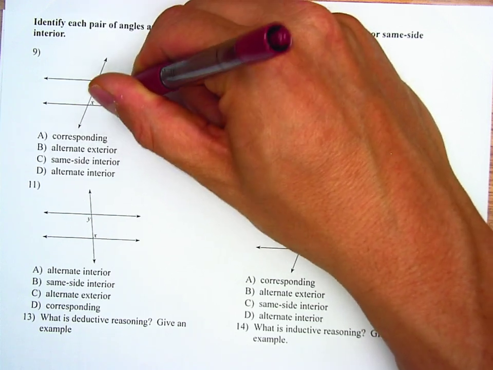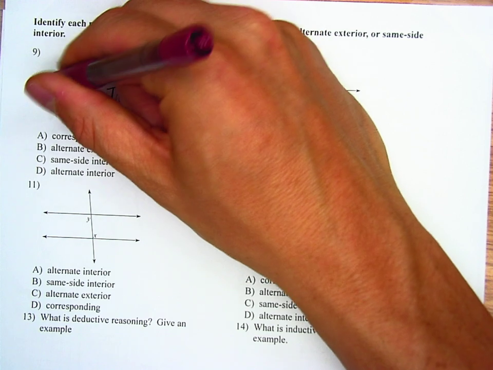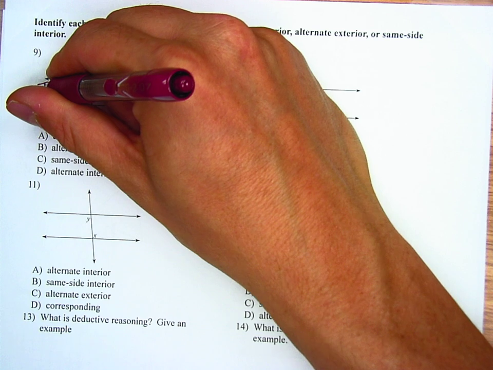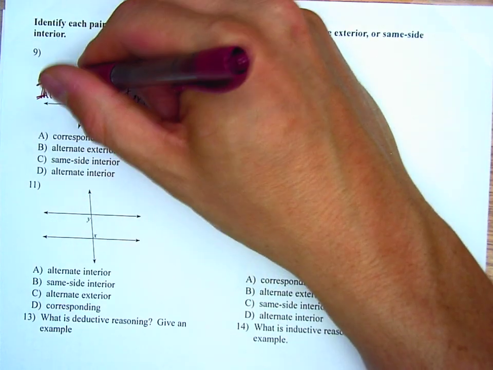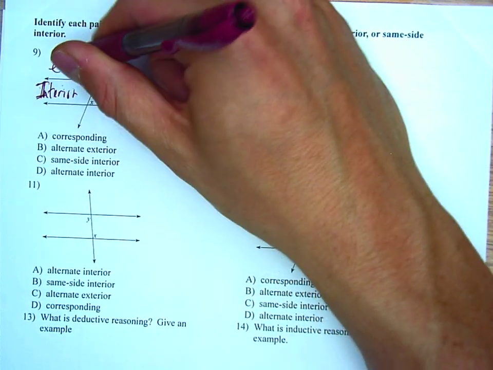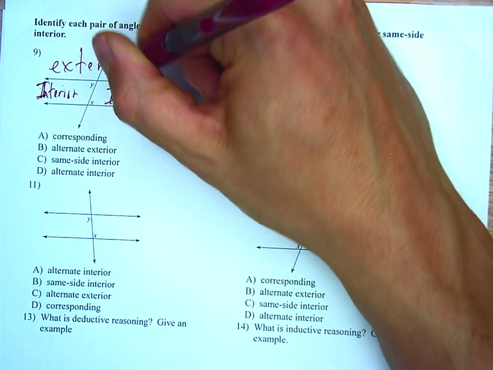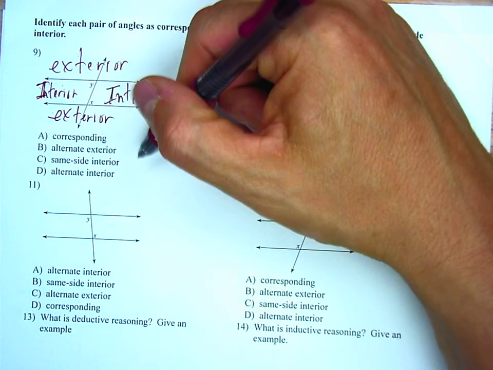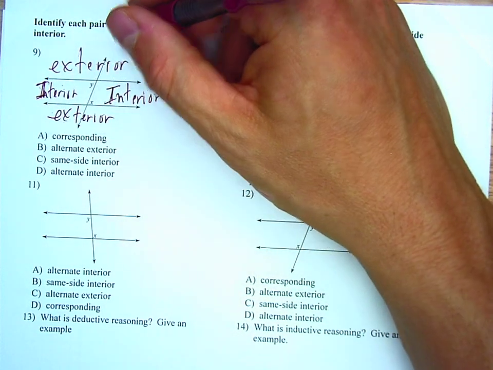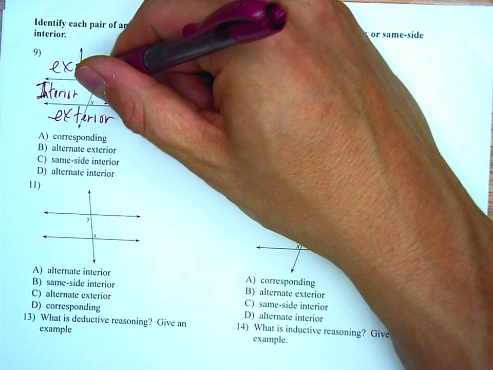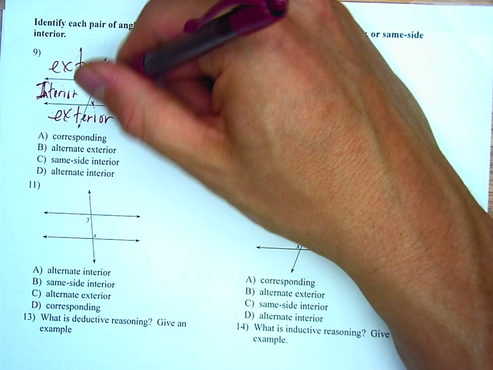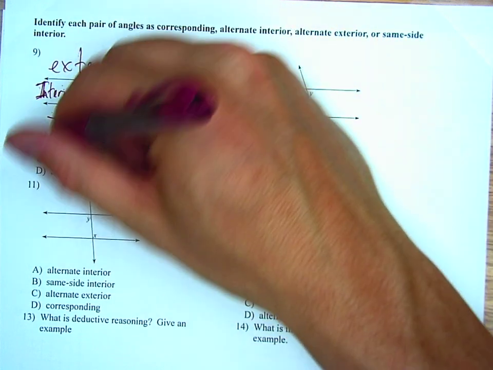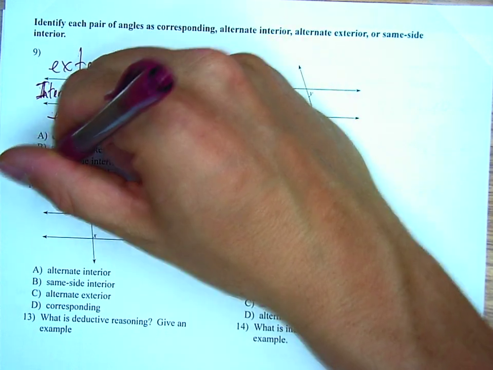Again, the interior is in between the parallel lines. So these are the interior sections of the lines, and the exterior is not in between the two parallel lines. So these are the exterior sections of the lines, the top and the bottom, above and below. These are the interior sections. So alternate sides means change the sides of the transversal. One's on the left, one's on the right side of the transversal. The transversal being this line that cuts the two lines. So this is alternate sides and they're inside.